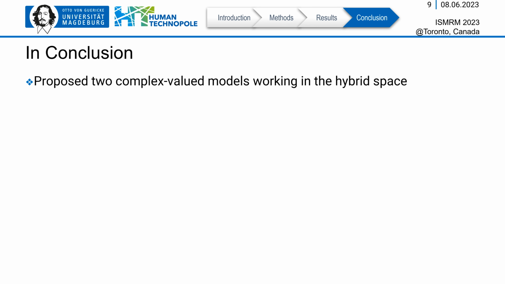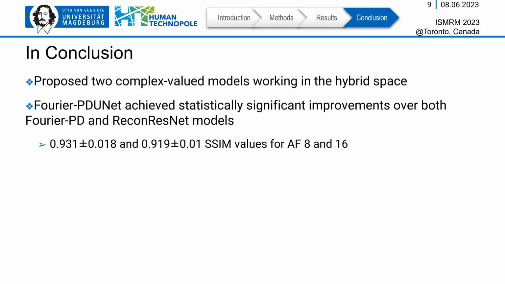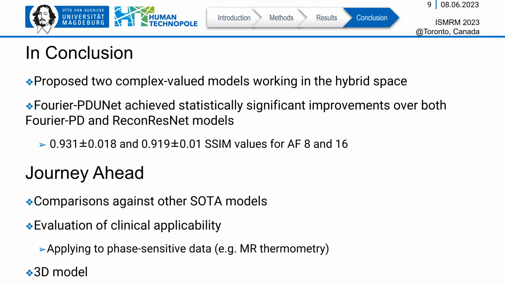Now to conclude, we propose two complex-valued models working in the hybrid space of K-space and image space, Fourier-PD and Fourier-PDUNet. Fourier-PDUNet achieved statistically significant improvements over both Fourier-PD and ReconstructNet models, resulting in 93% and 92% SSIMs for acceleration factors 8 and 16. In the future, we will compare the proposed models against other state-of-the-art models and also evaluate their clinical applicability, including applying to phase-sensitive data like MR thermometry. Moreover, we plan to extend these models to 3D.